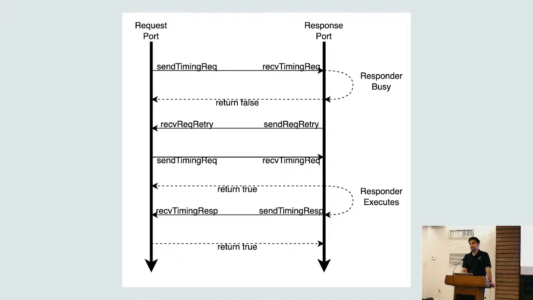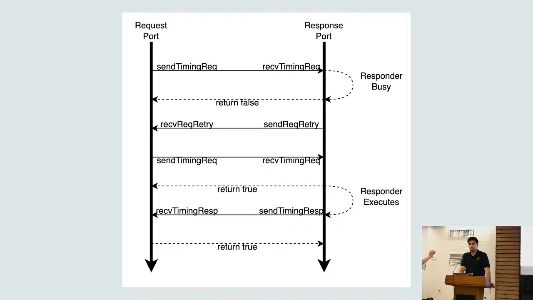Okay, so this is a really good question. If a port returns false and says, I cannot accept this request right now, it is the responsibility of that port to at some point in the future call retry. So either send request retry or send response retry. If that port does not do it, it could be a deadlock. So if you return false, you must at some point call retry.